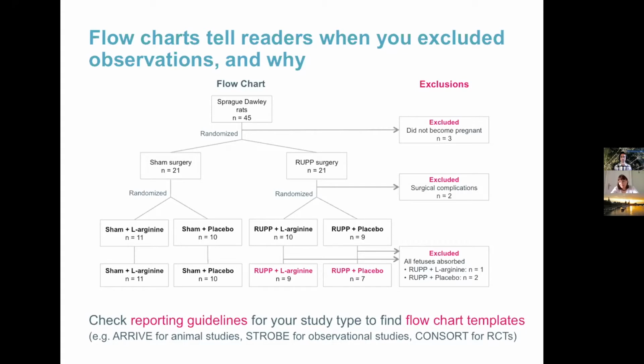One of the best ways to make a reporting flowchart, if you've never done this before, is to look at a reporting guideline for your type of study in order to find templates. And so you might look at the ARRIVE guidelines for animal studies, the STROBE guidelines for observational studies, the CONSORT guidelines for randomized controlled trials, and the EQUATOR Network website lists many other guidelines for other different types of study designs that may include flowcharts.